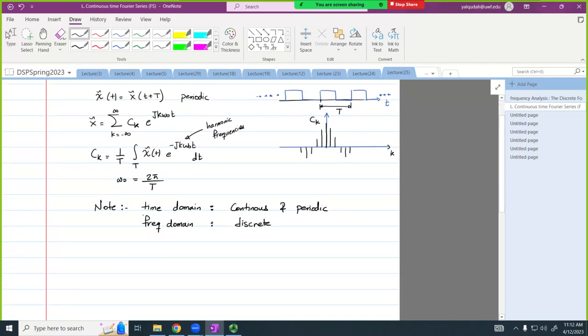Can we use a computer to calculate this transform? No. Why? Because we have summation to infinity, and therefore we're not going to be able to use a computer. We have the integration, we have the infinite summation, and we have the continuous variable t.